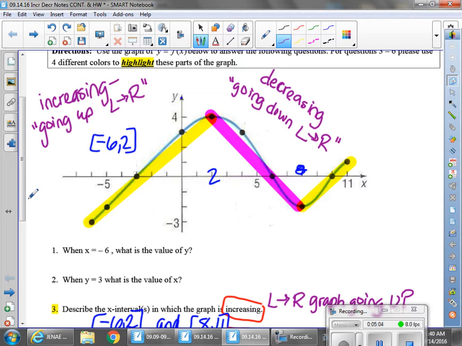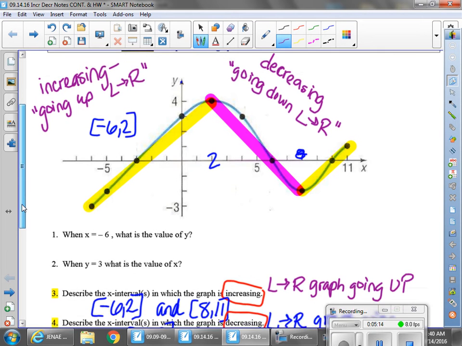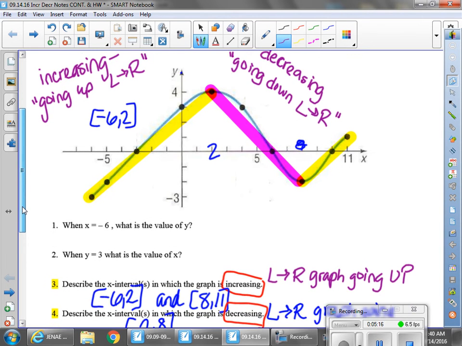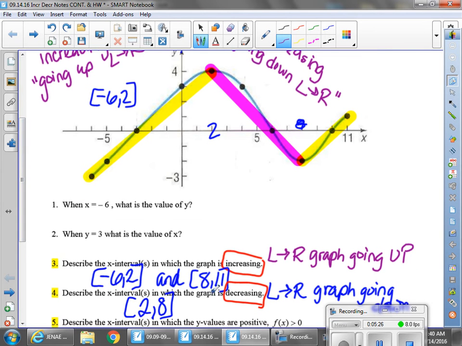It would be nice. You don't have to. You can change it up. We're just going to always dedicate one color to increasing and one color to decreasing. So to recap where we left off at the end of yesterday's class, we talked about where I see the graph increasing, and we highlighted that in one color. So left to right going up. Decreasing, left to right going down.